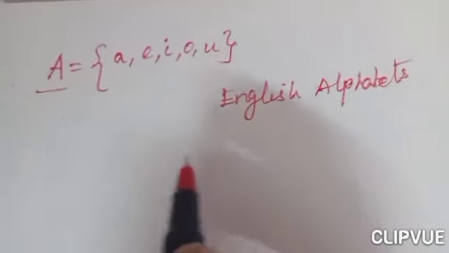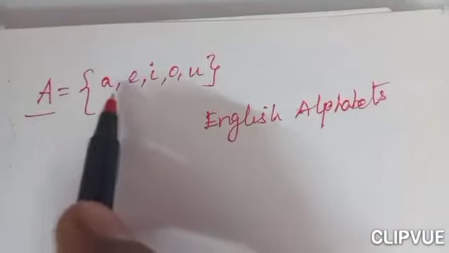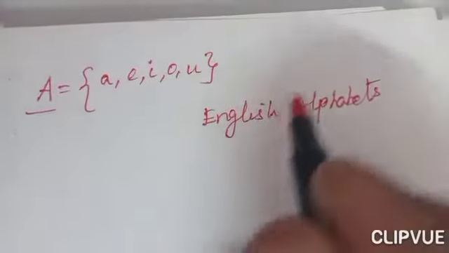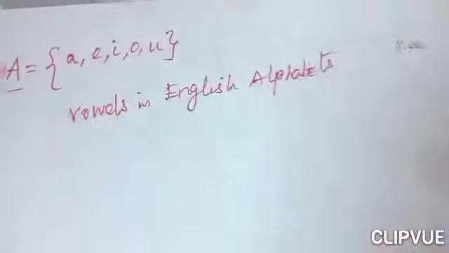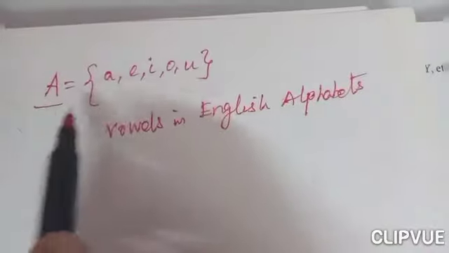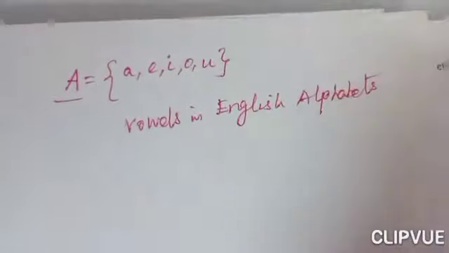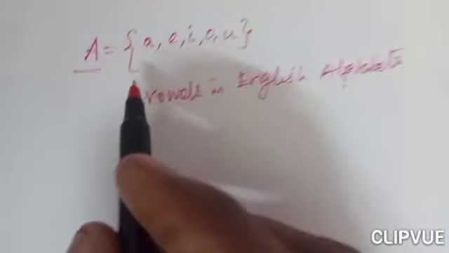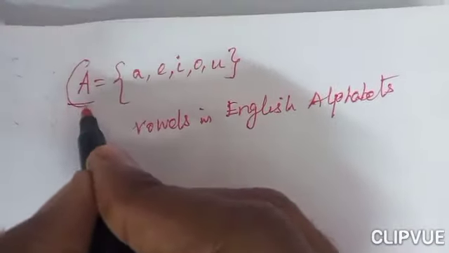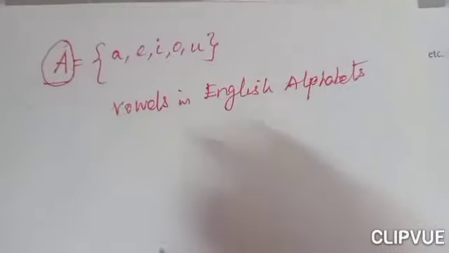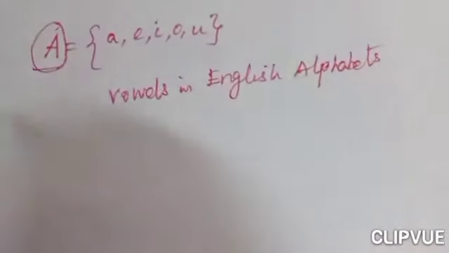Students, look at the example. A equals {A, E, I, O, U}. A, E, I, O, U are the vowels in the English alphabet. This we can write as a set. A equals {A, E, I, O, U}. When you write in set language, you have to follow certain rules and regulations. Always represent the set with a capital letter. Any capital letter you can take. For example, instead of A you can write B or C.